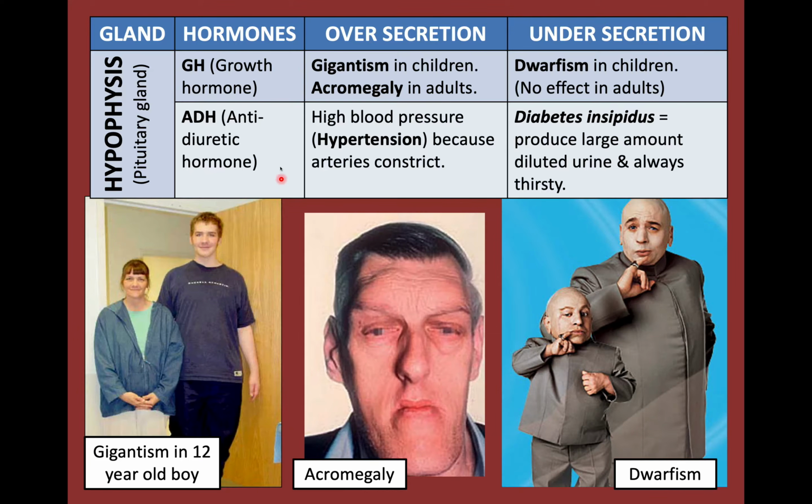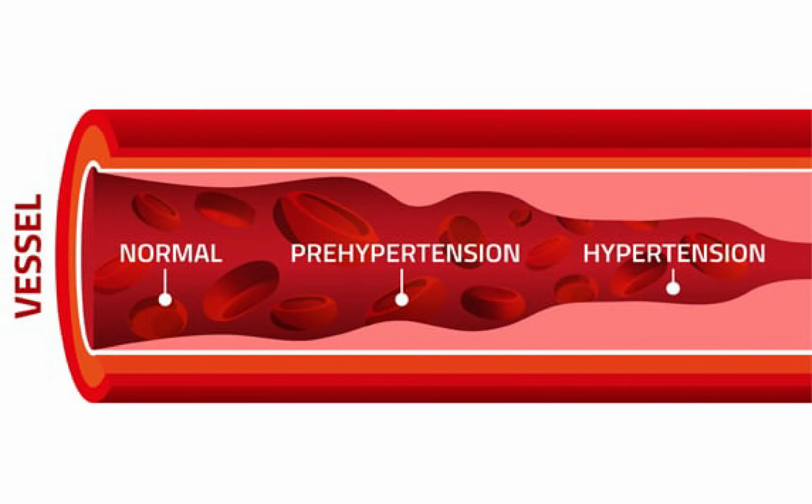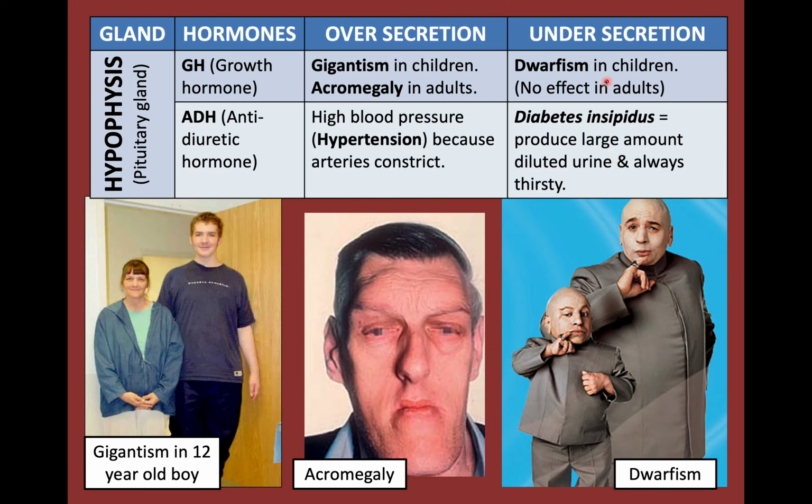Now let's take a look at what happens when ADH is over-secreted in the body. Right? Now children, remember, listen carefully. Over-secretion of ADH means that there's a high concentration of ADH now in the blood. What's going to happen? It can cause blood vessels to start constricting, meaning the blood vessels become narrower, and this leads to an increase in the person's blood pressure.